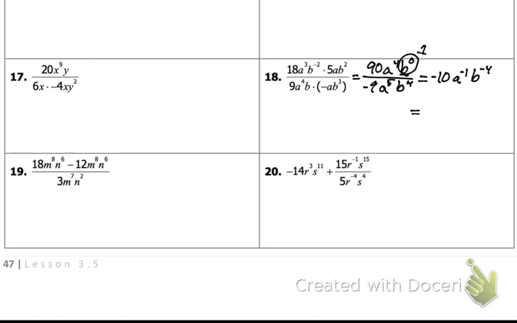If it has a negative exponent, it goes to the bottom. If it has a positive exponent, it goes to the top. 10 is going to go to the top because it's not a fraction, right? It's 10 over 1. So we'll have negative 10 on top. A to the negative first goes to the bottom. B to the negative fourth goes to the bottom. And we have that as our answer.